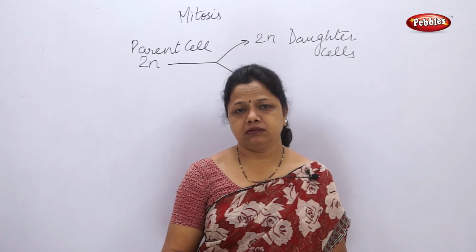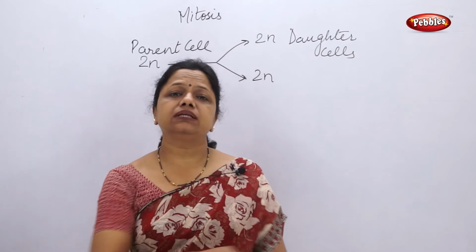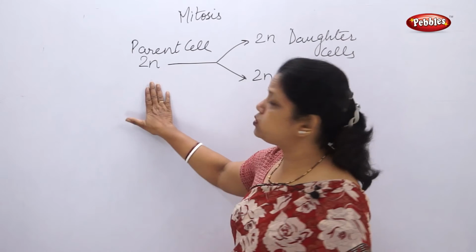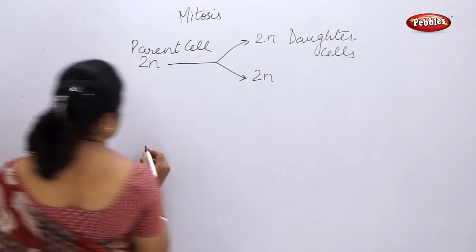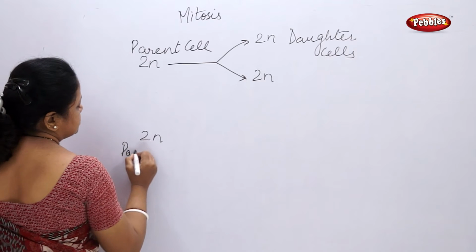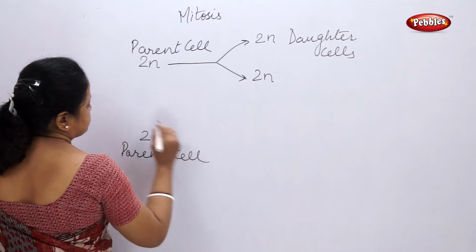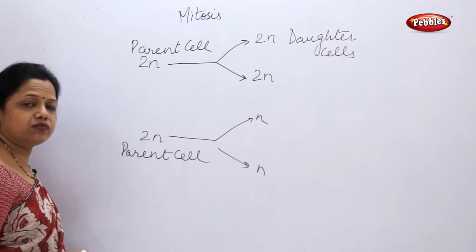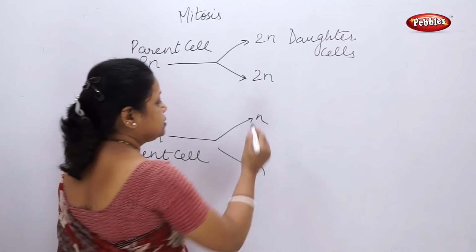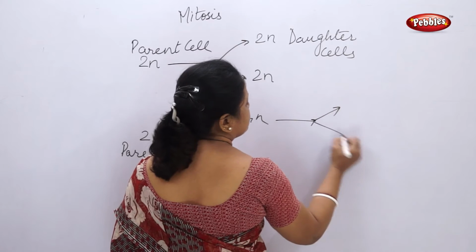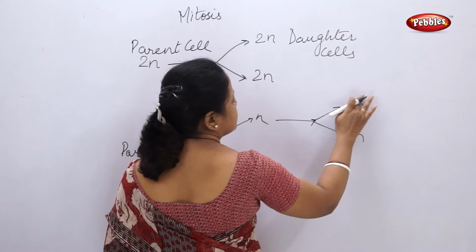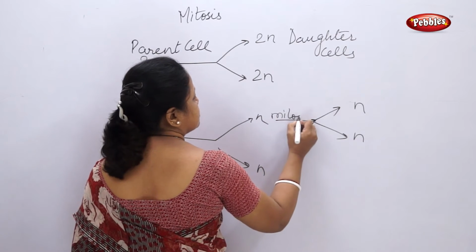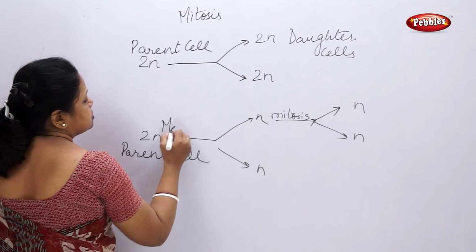Then what is meiosis? Meiosis is a cell division which occurs in the reproductive cells. Here the parent cell 2n is changing into haploid cells. So I can say 2n, which is the parent cell, is changing into n and n. That means it is dividing from diploid to haploid. This n continues to divide again to form n. These are the germ cells which are required for reproduction, and here meiosis is taking place.